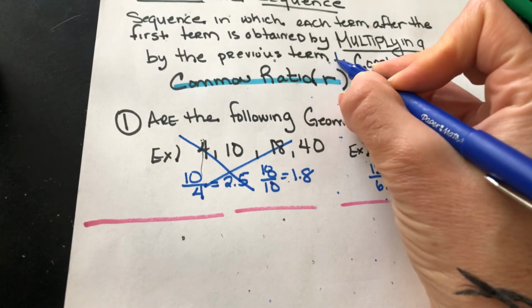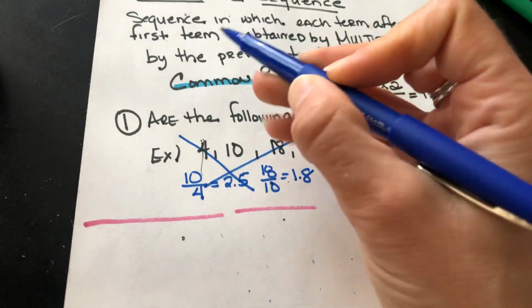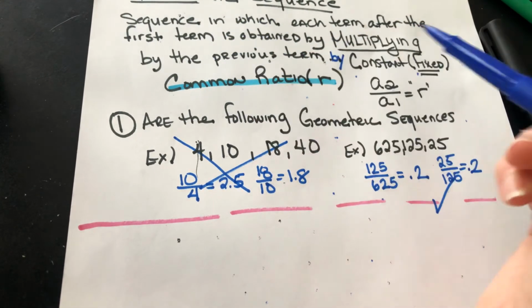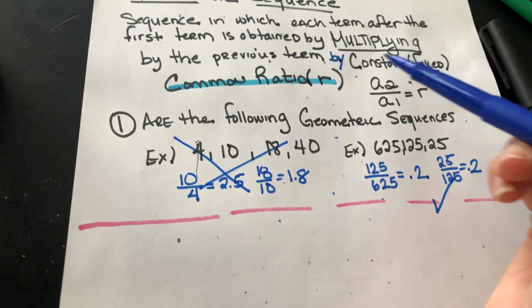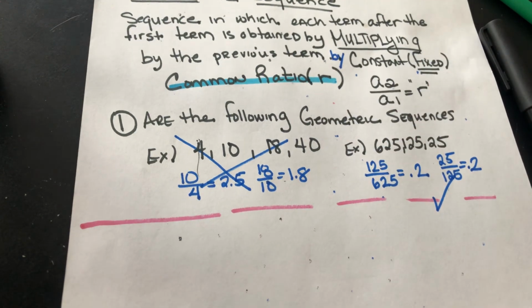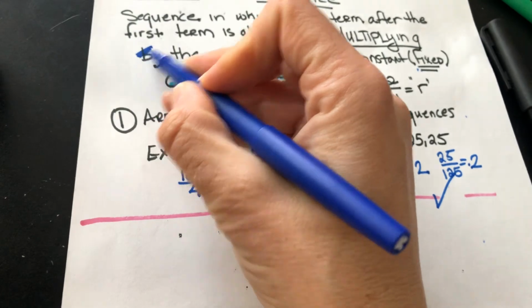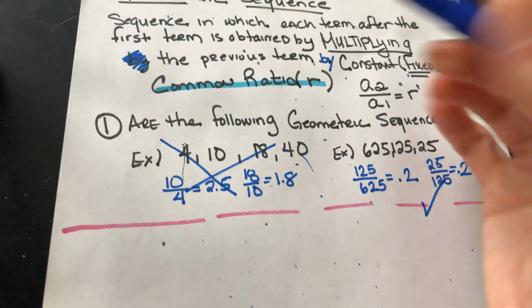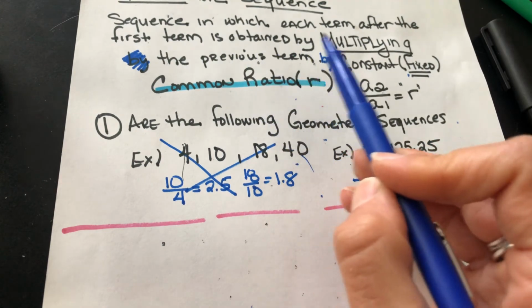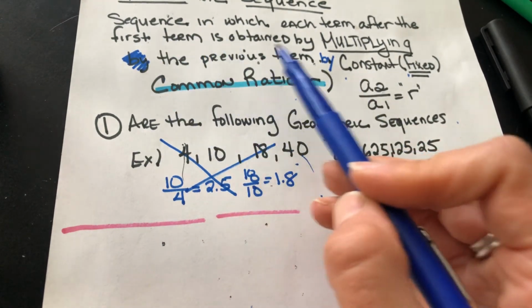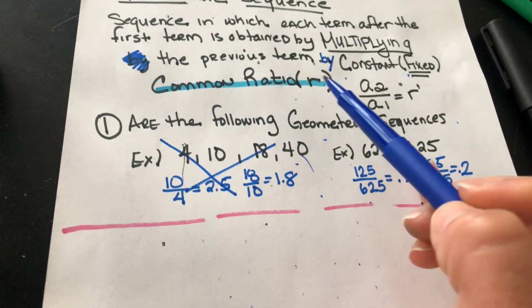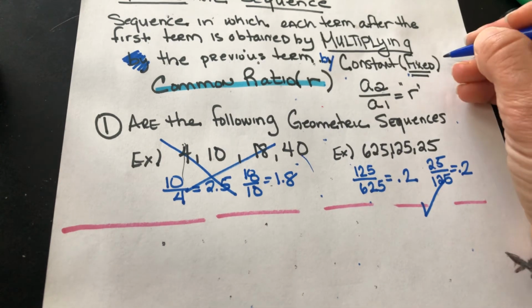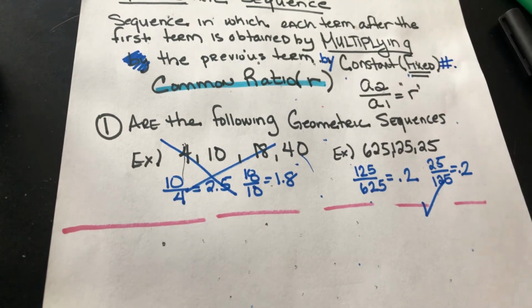I forgot the word "by." So a sequence in which each term after the first term is obtained by multiplying by the previous term, by a constant. Multiplying. Yikes. I don't feel like redoing this video, so just leave it like that. A sequence in which each term after the first term is obtained by multiplying the previous term by a constant or a fixed number. Sorry, long day.